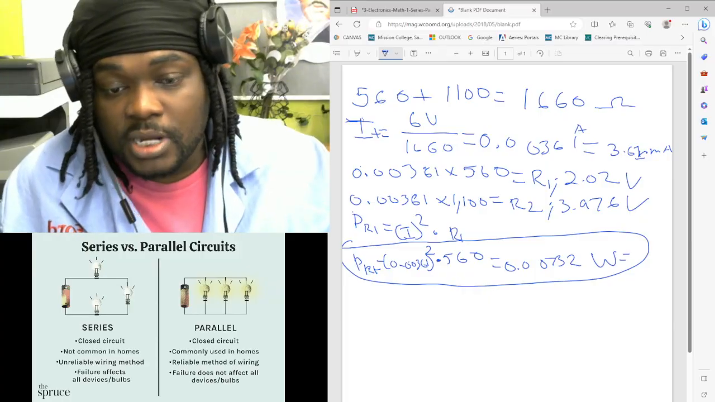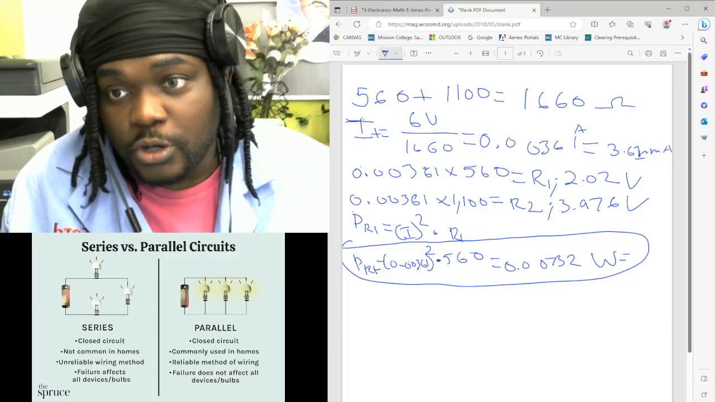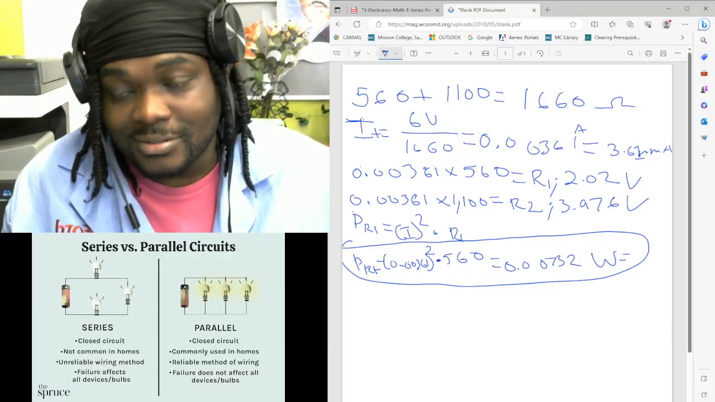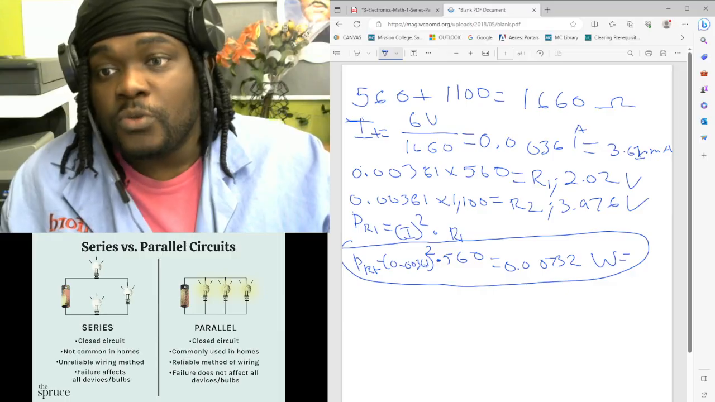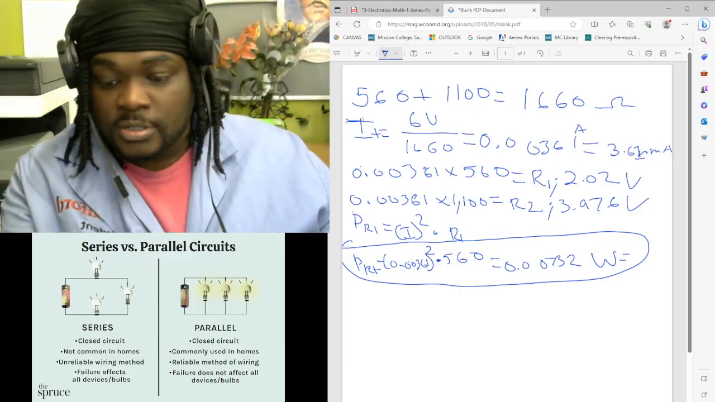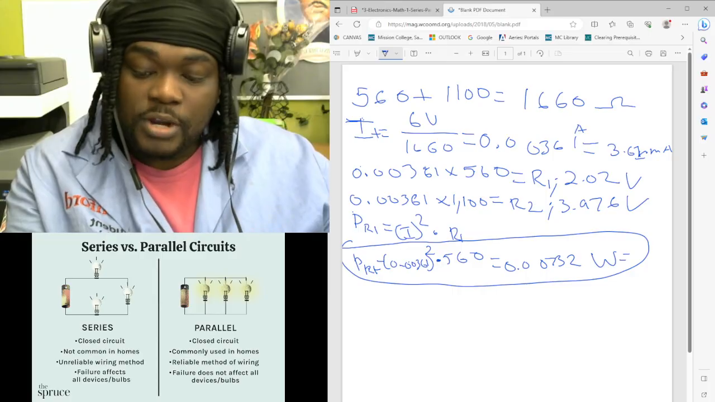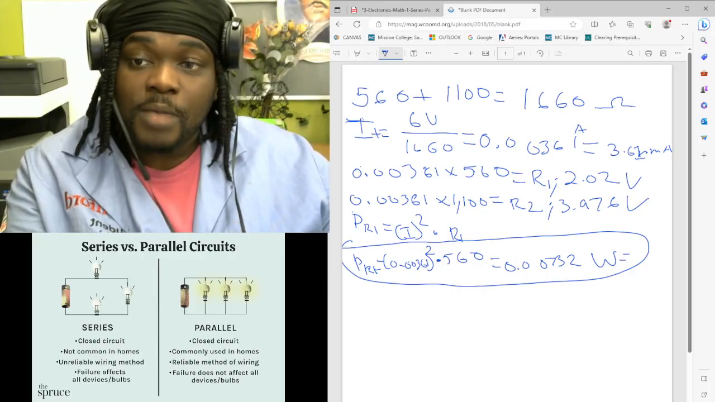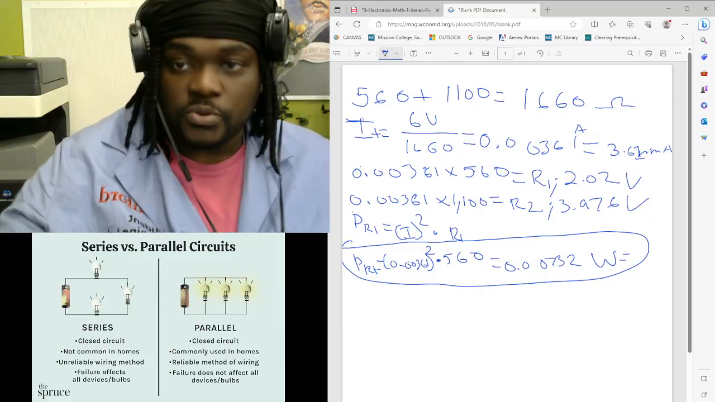What I want you to understand is that you're trying to find the power in each resistor. Power of each resistor means that you have to respect each one in which it drops. And what did you do last time when you were trying to find where the voltage dropped? You use your current value. So you're squaring it now.